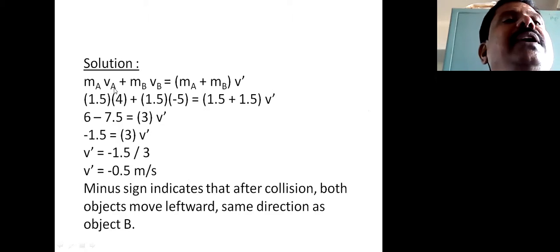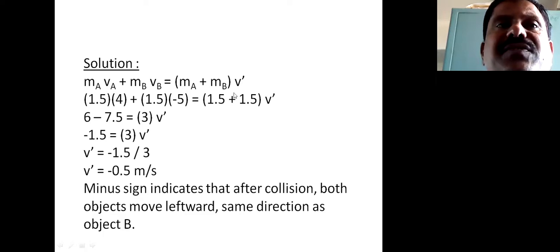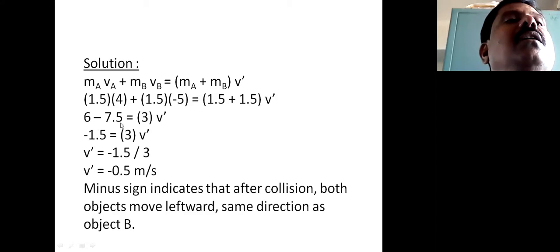So m_A v_A plus m_B v_B equals (m_A plus m_B) times v dash. Therefore, 1.5 into 4 plus 1.5 into minus 5 equals (1.5 plus 1.5) into v dash. Simplifying these two terms, you get 6 minus 7.5 equals 3 into v dash. So here we need what?